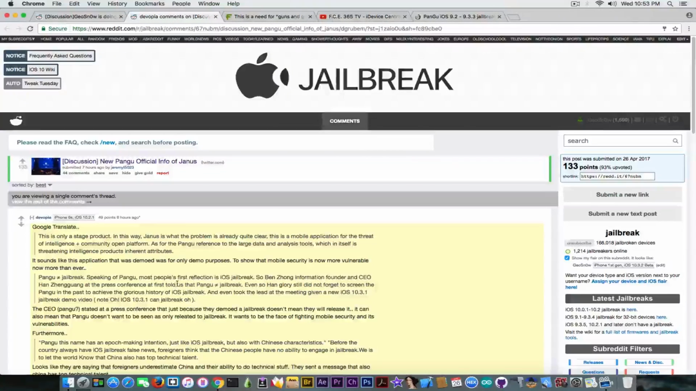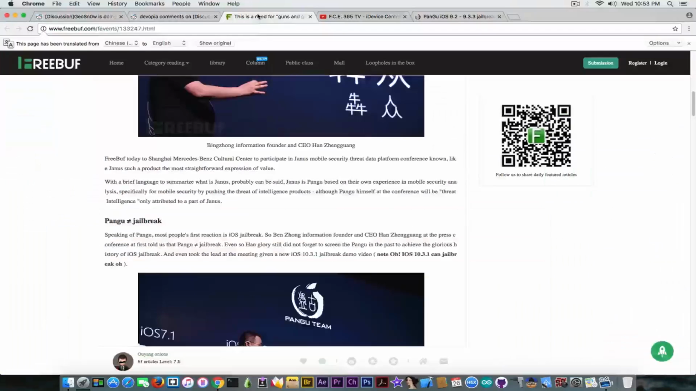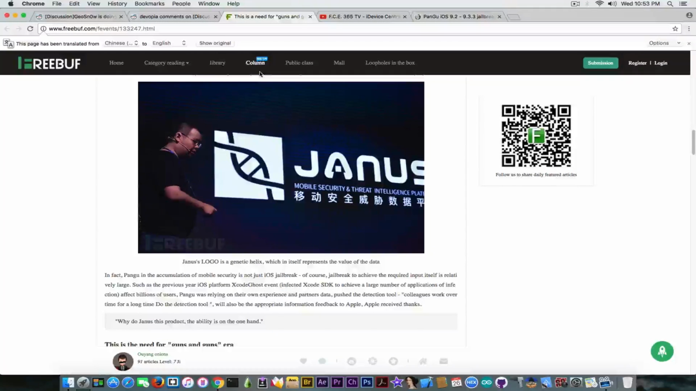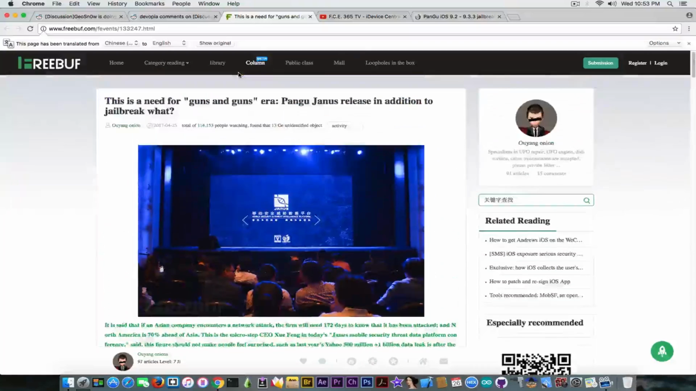Try to read this page here, where Devopia translates a little bit of this article that contains a lot of information about Pangu, their direction, and the Janus conference. And also try not to update your device and keep it on the lowest firmware possible.